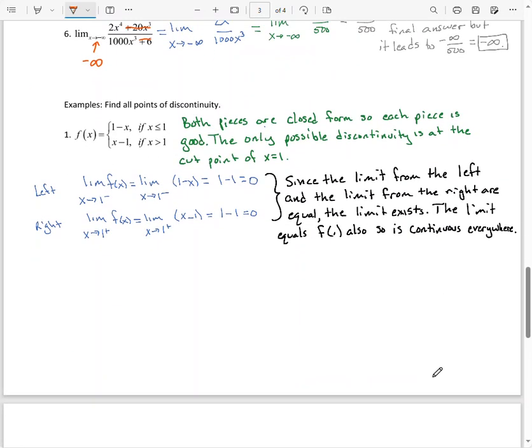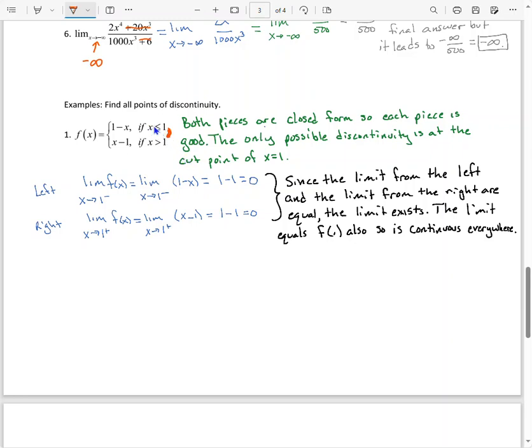All right, we want to find all points of discontinuity. This is not a closed form function. So we know that this piece is a closed form function, and we know this piece is a closed form function. So each piece is good. The only possible discontinuity is where we go from one branch to the next.